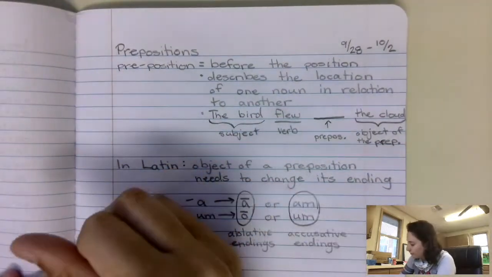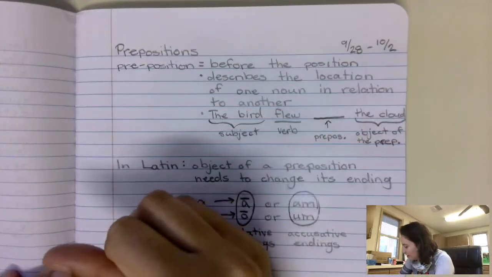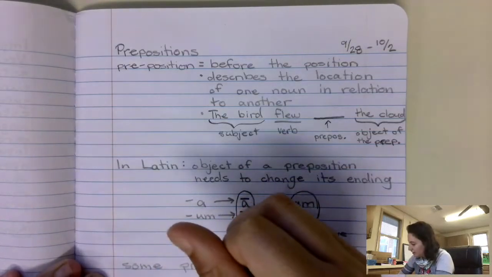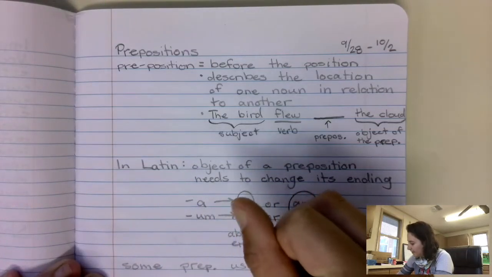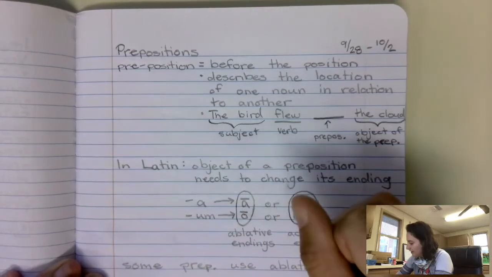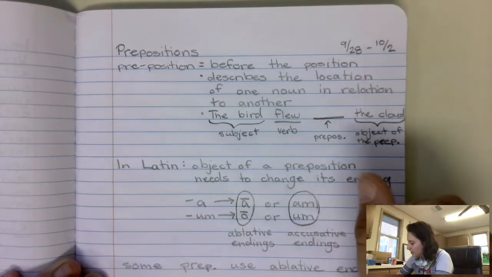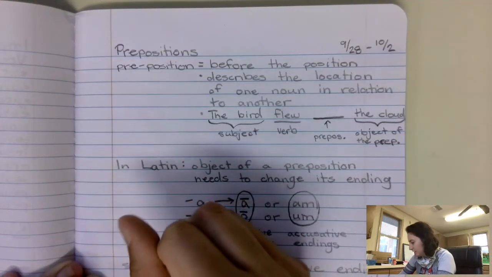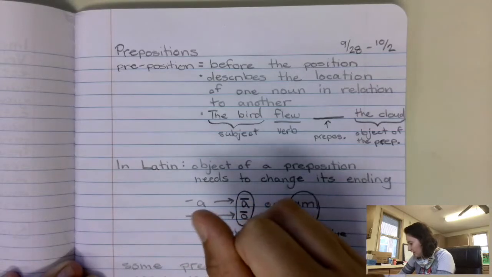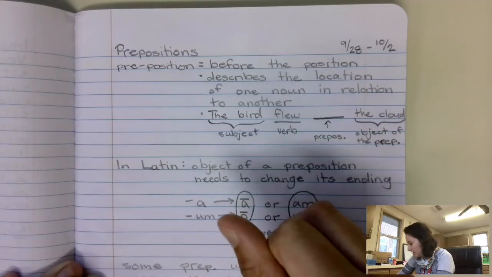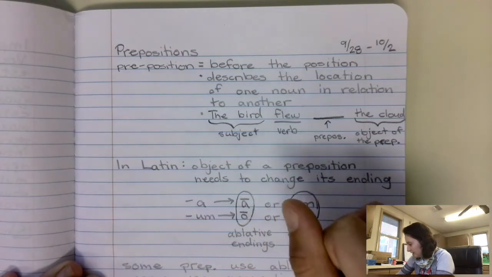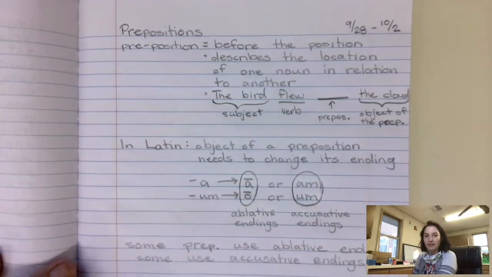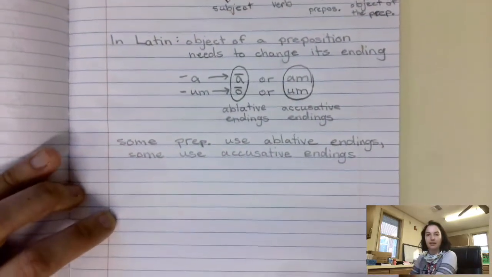So, some prepositions use ablative endings. Some use accusative endings. Okay, sorry you couldn't see that last little bit.